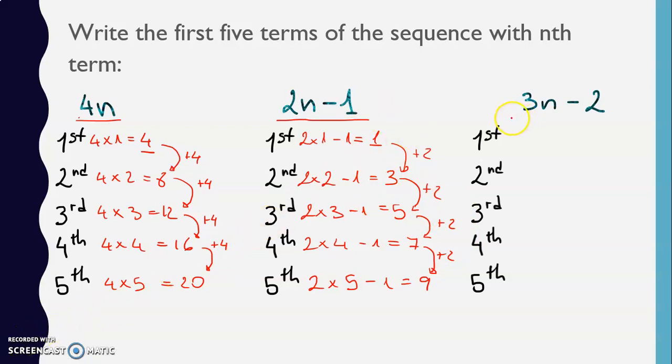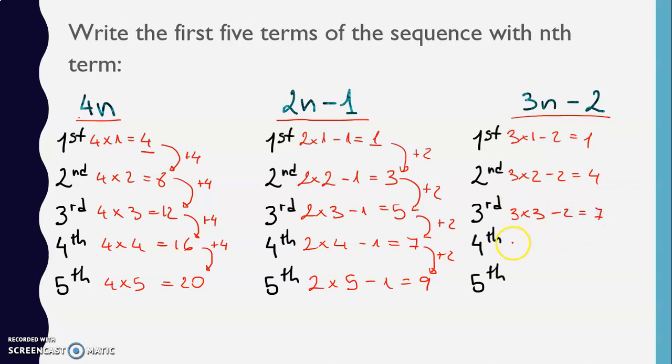And in this last example, the nth term is 3n minus 2. So for the first term, n equals 1. 3 times 1 minus 2 is 1. For the second term, n equals 2. 3 times 2 is 6, minus 2, which is 4. For the third term, n equals 3. So 3 times 3 is 9, minus 2, which is 7.